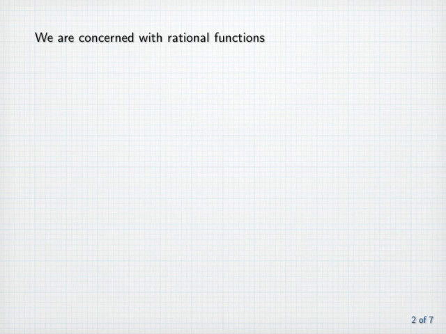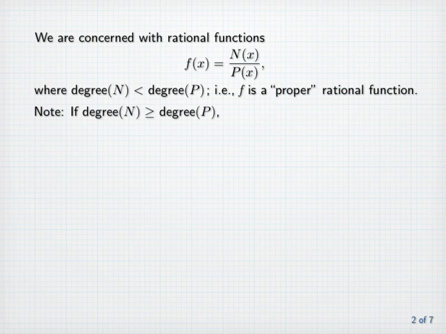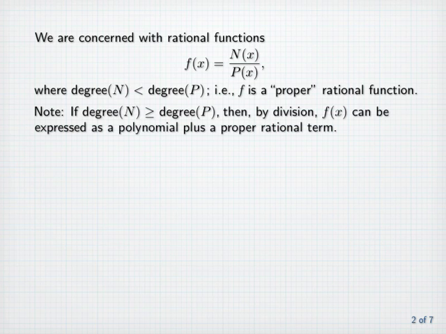We are concerned here with integrating rational functions f of x equals n of x divided by p of x, where of course the numerator and denominator are polynomials, and the degree of the numerator is less than the degree of the denominator. That is, f is a proper rational function. Note that if the degree of the numerator is greater than or equal to the degree of the denominator, then by division f of x can be expressed as a polynomial plus a proper rational term.